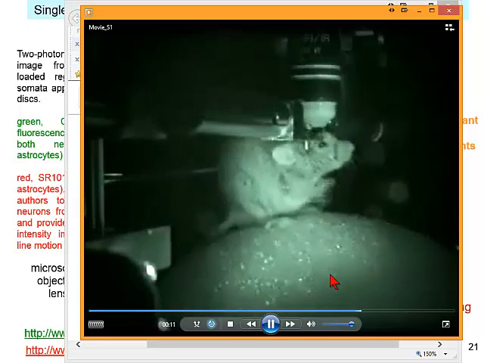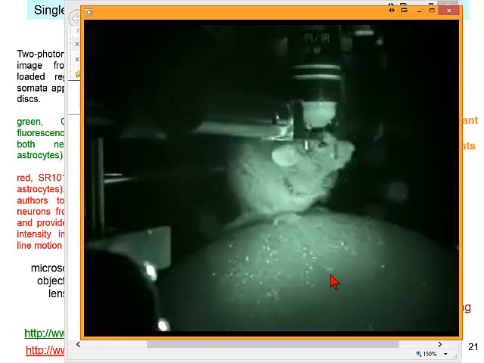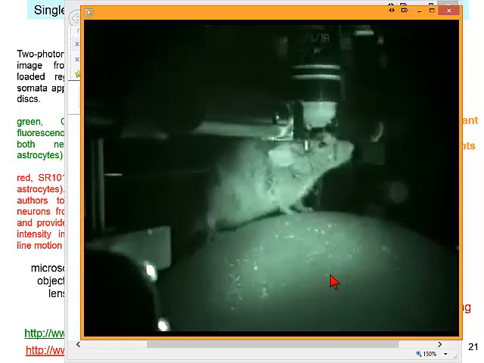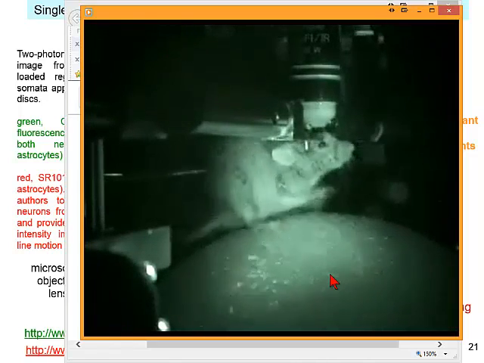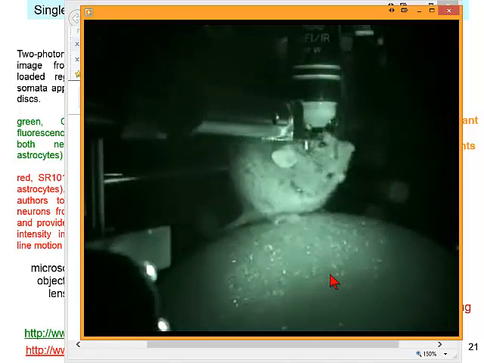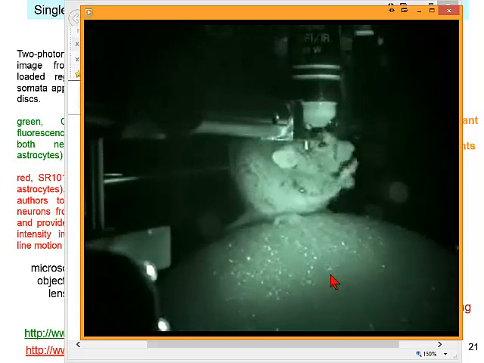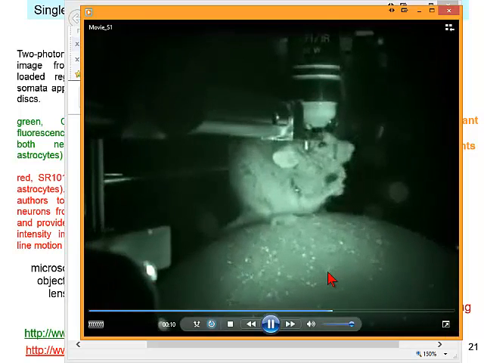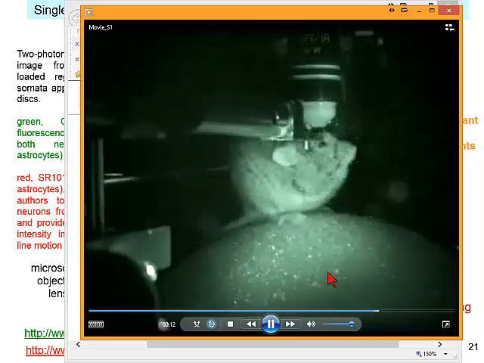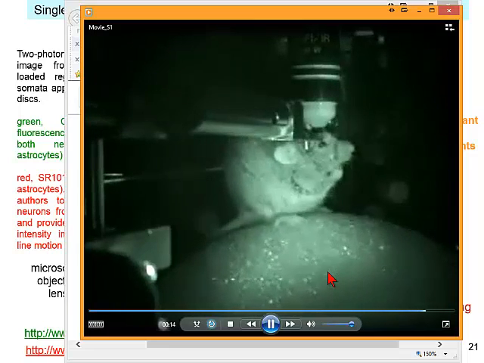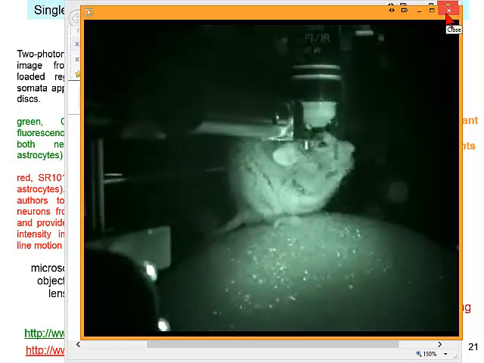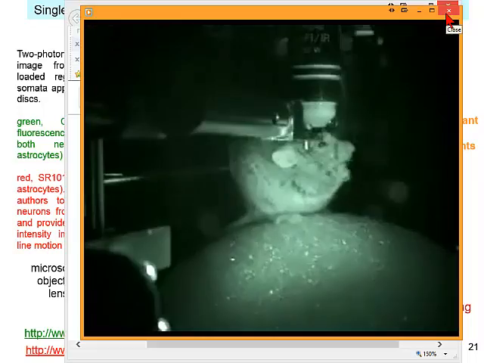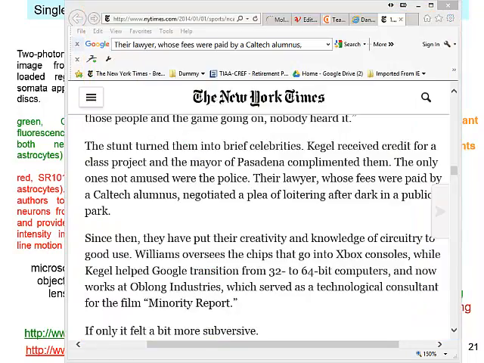And of course, I do chair the Institute Animal Care and Use Committee, and all experiments that take place on mice and rats and other animals at Caltech are carefully monitored with regard to scientific justification and with regard to minimizing harm to animals. So what happens then when we look at a mouse like this?